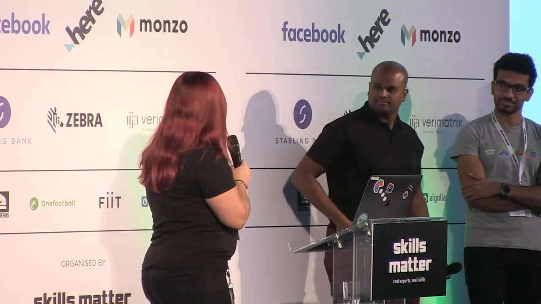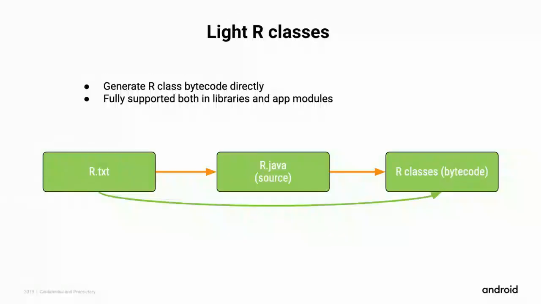Right, so today I wanted to talk to you about the cool improvements we've done to the resources pipeline in the last few months. First, I wanted to talk about the light R classes. Some of you might have already heard of it, as we've done this already in libraries in 3.3.